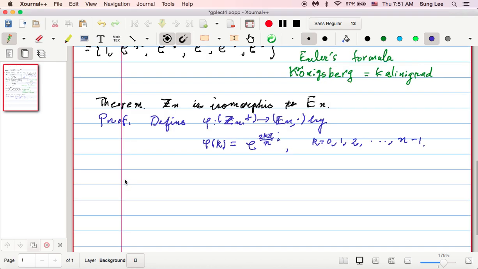All right. So what do we have to show? We show that phi is an isomorphism.